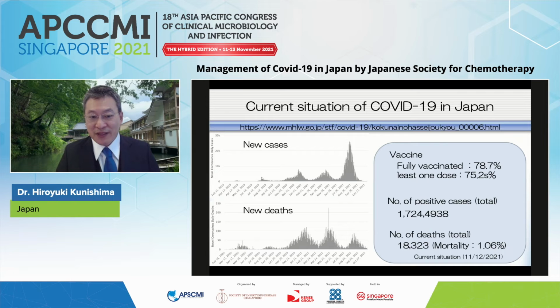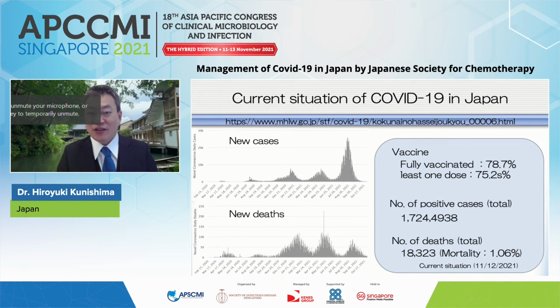The Japanese population is nearly 120 million, and about 1.7 million people have been infected with COVID-19. About 80,000 have died from 2020 until now. So the mortality rate is about 1%.